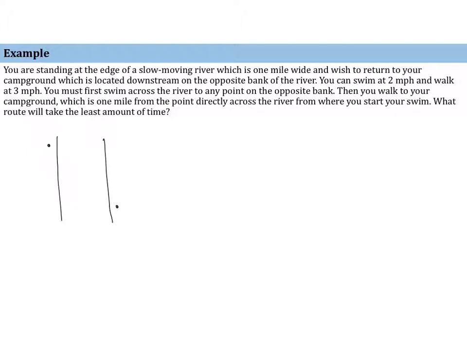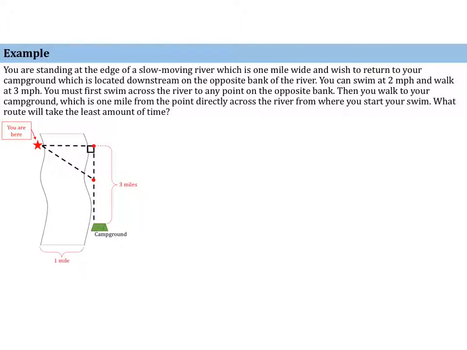Would it be best to swim straight across and then go down, or swim partway across and then finish off by walking? Especially whenever you can swim 2 miles per hour and walk at 3 miles per hour. So let's take a look at this problem.